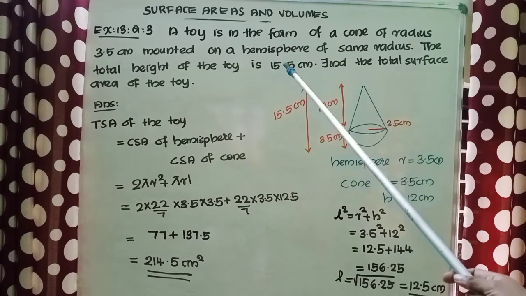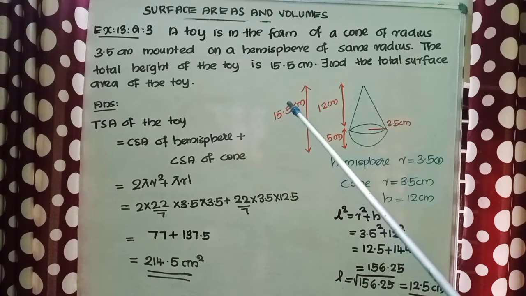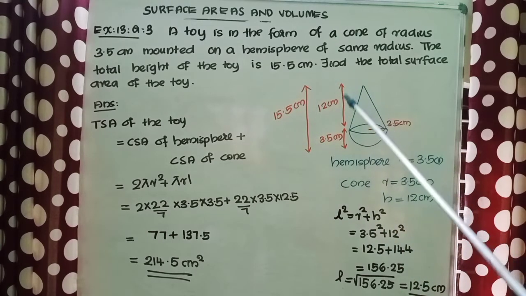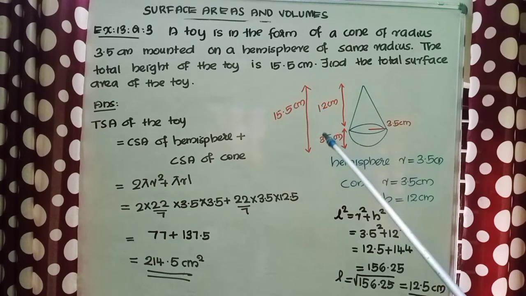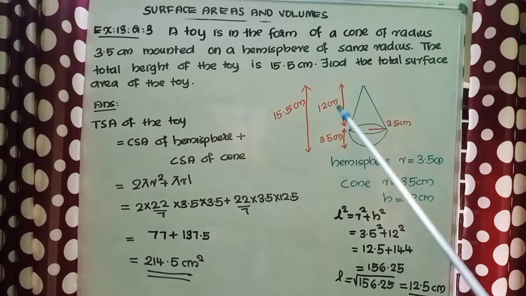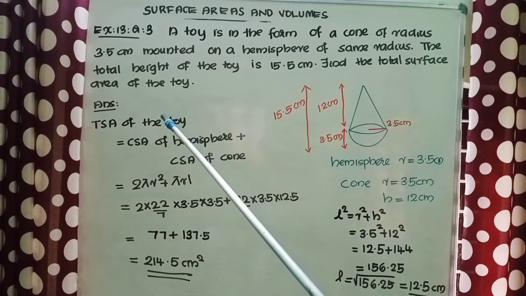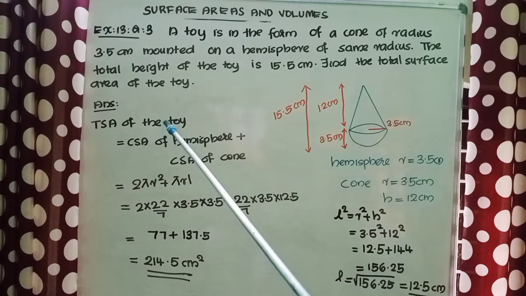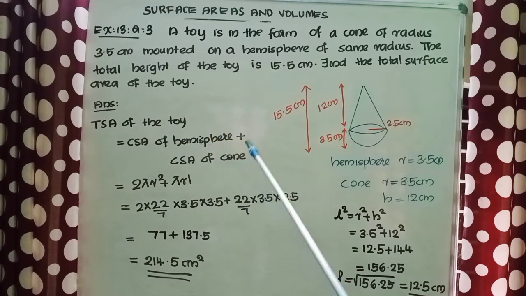It is given the total height of the toy is 15.5 centimeter. So the height of this conical part is 15.5 minus 3.5, that is equal to 12 centimeter. Our question is to find the total surface area of the toy. So that is equal to CSA of hemisphere plus CSA of cone.